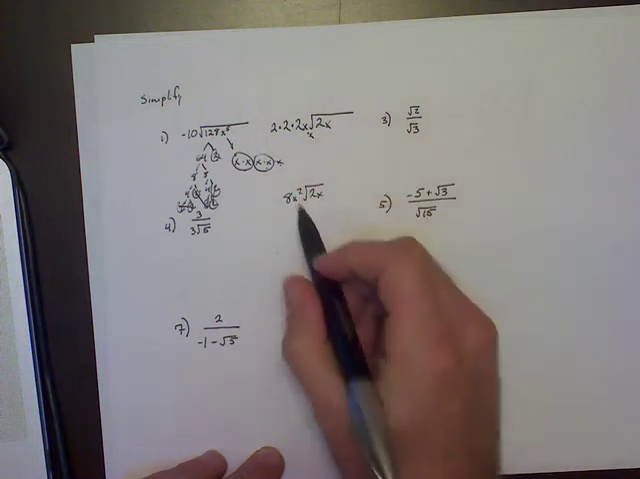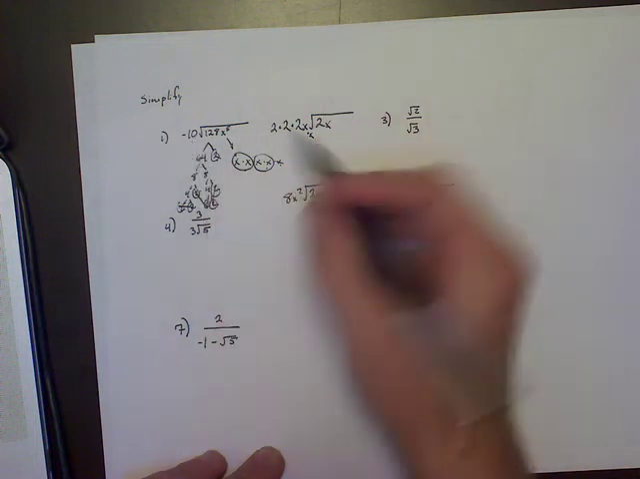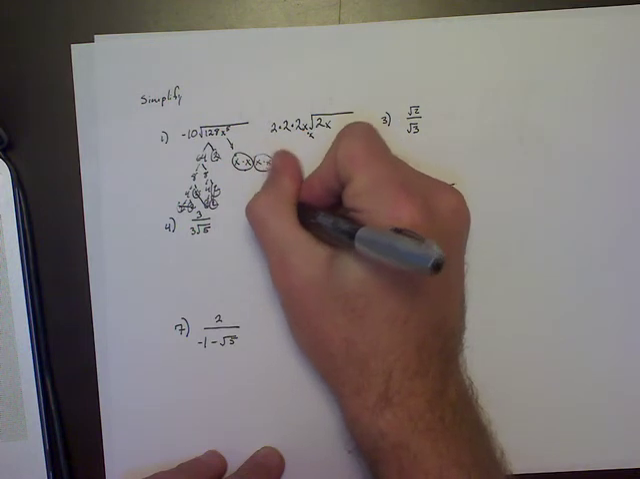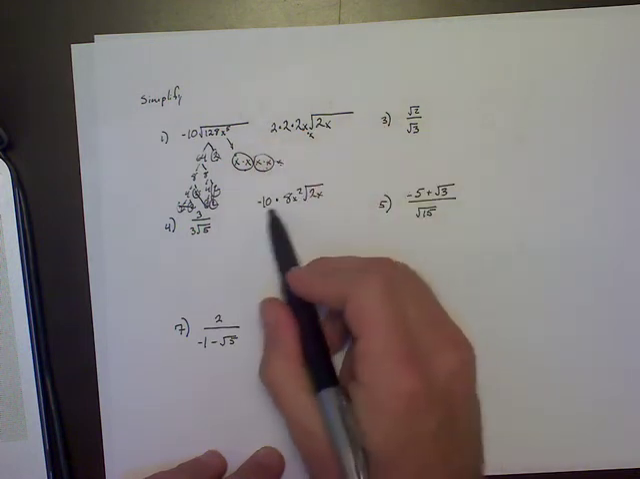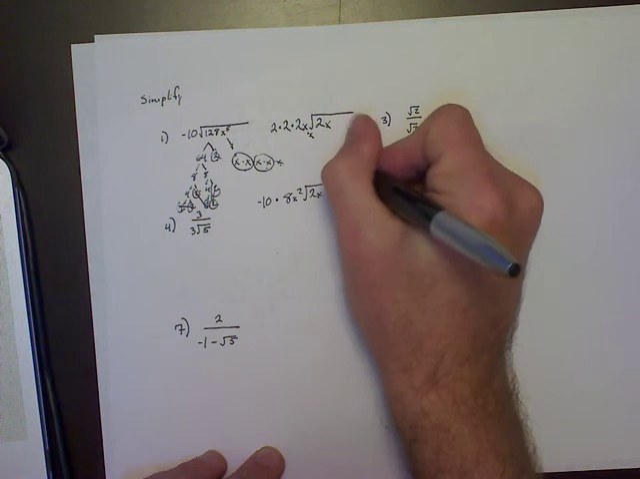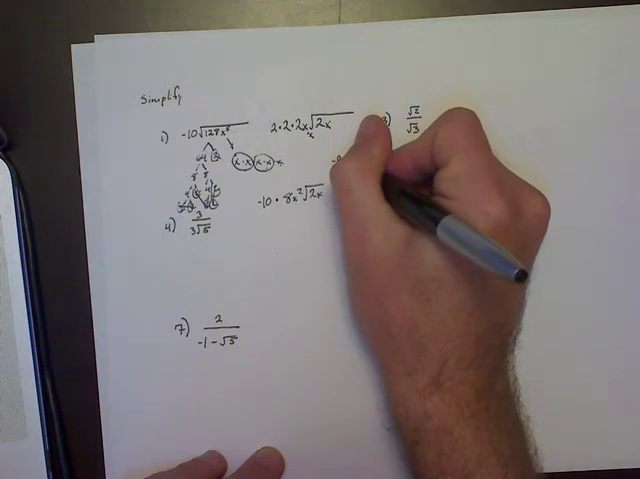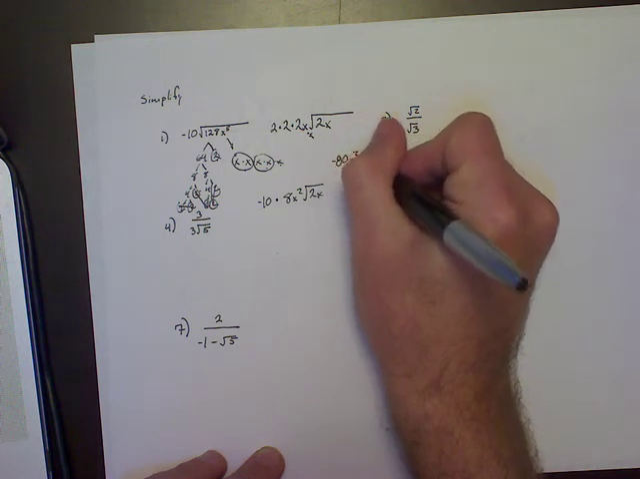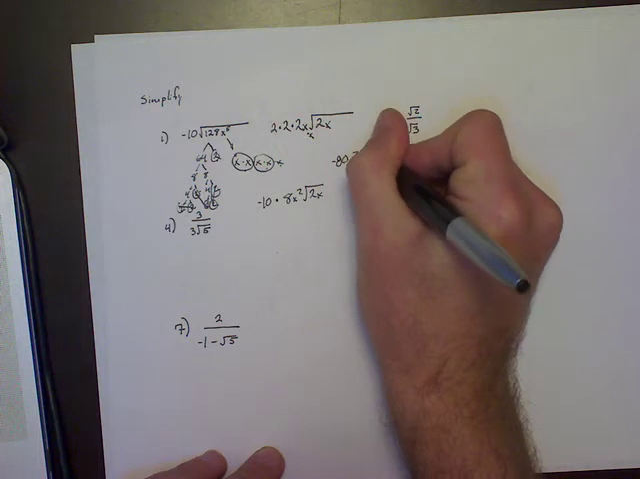Now you're probably asking yourself, well, what about this 10 out front? Well, that 10 we don't really have to do anything with until the very end. You just multiply it, so 10 times that gives you negative 80 x squared radical 2x.